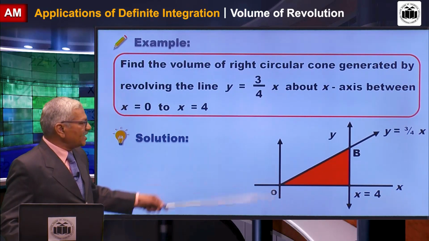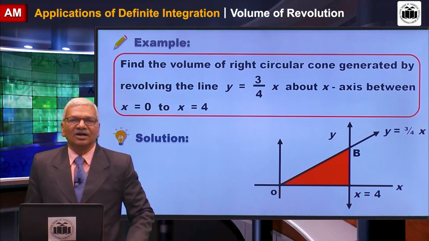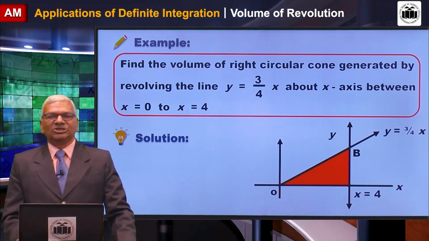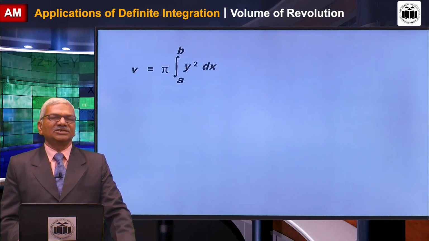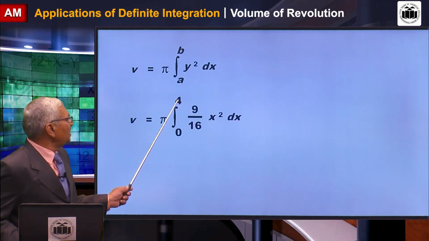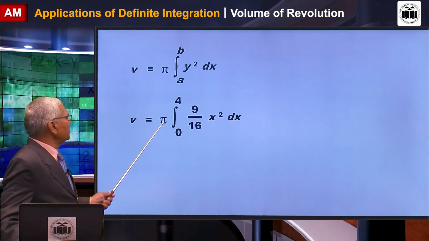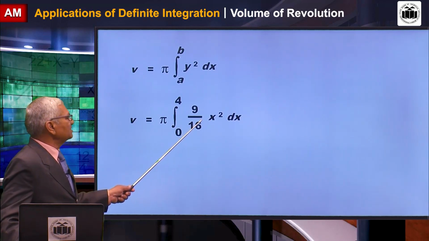If you revolve this triangle about the x-axis, it forms a right circular cone. Now, simply put these values in the formula. What is the formula? Pi integration a to b y square dx. Putting the values of a, b and y square from the given equation, we get volume equals pi integration 0 to 4 9 by 16 x square dx.